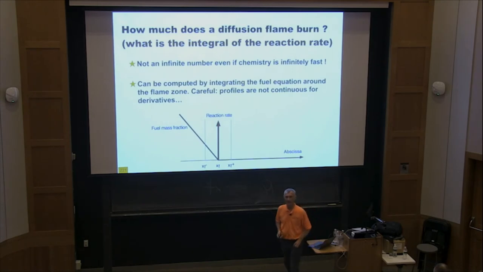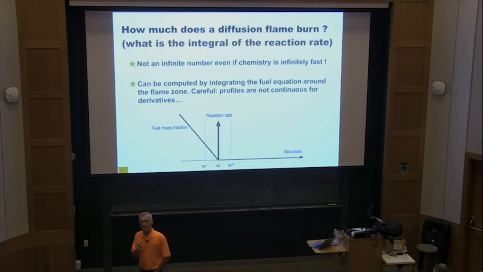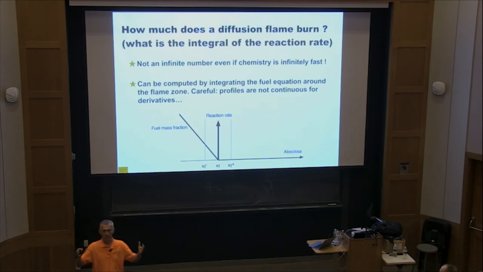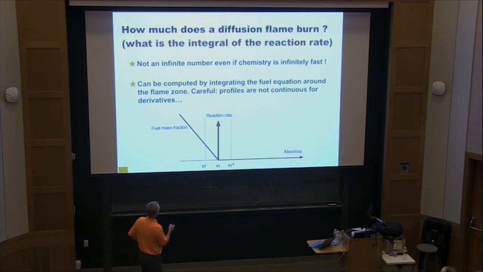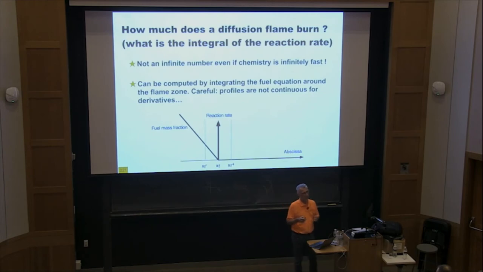Now, just an exercise I would like to point out. How much combustion takes place in a diffusion flame? It's infinitely fast chemistry, we said. That doesn't mean that the global reaction rate is infinite, okay? It has to be finite. So how do you compute that? Well, let's take a look at the diffusion flame here. So we have the fuel here, the oxidizer on the other side, and I'm asking the question, which is, how much fuel do I burn in the system?